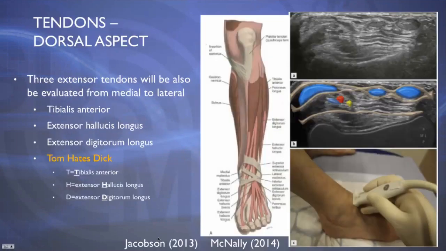Moving on now to the dorsal aspect. Now there are 3 extensor tendons that we'll be evaluating from the medial to lateral aspect of the dorsal aspect of the foot. These include the tibialis anterior, the extensor hallucis longus, and the extensor digitorum longus, also known as Tom Hatestick, an acronym to hopefully make it make more sense, where T is again the anterior tibialis, H is the extensor hallucis longus, and then D is the extensor digitorum longus. We can see them here in the non-labeled image up here, and this is how we would place our probe to see those tendons.